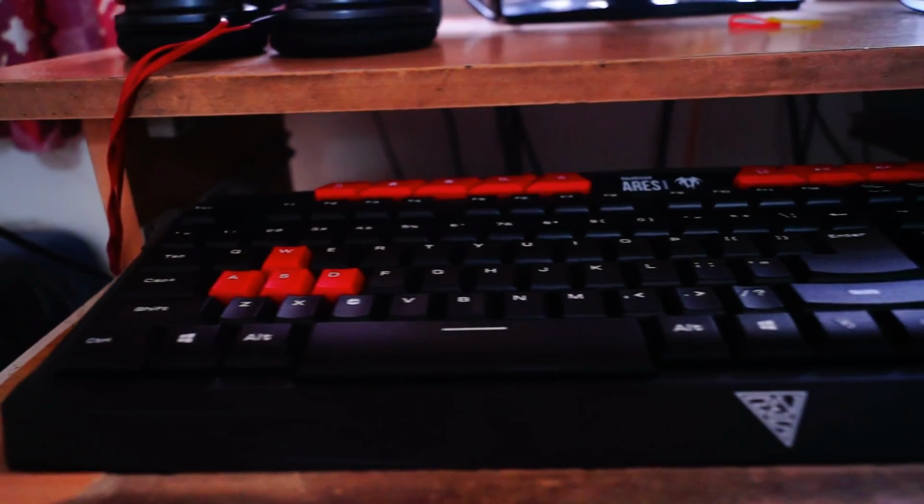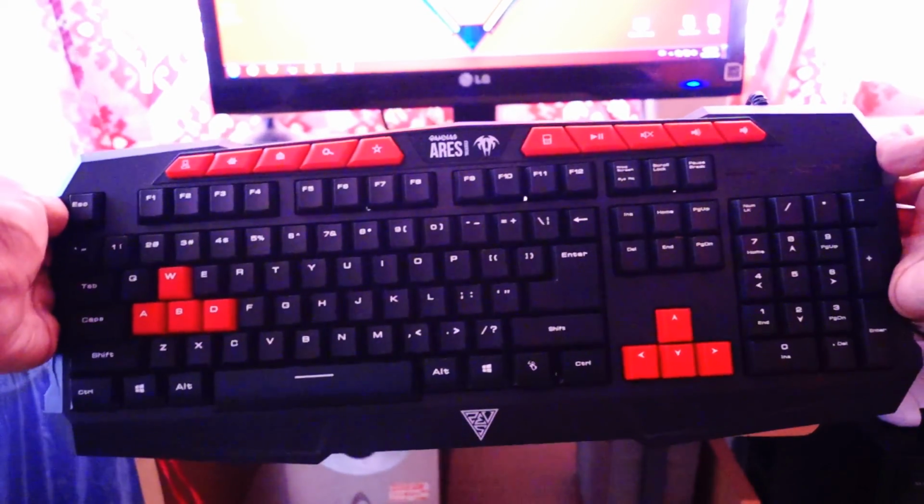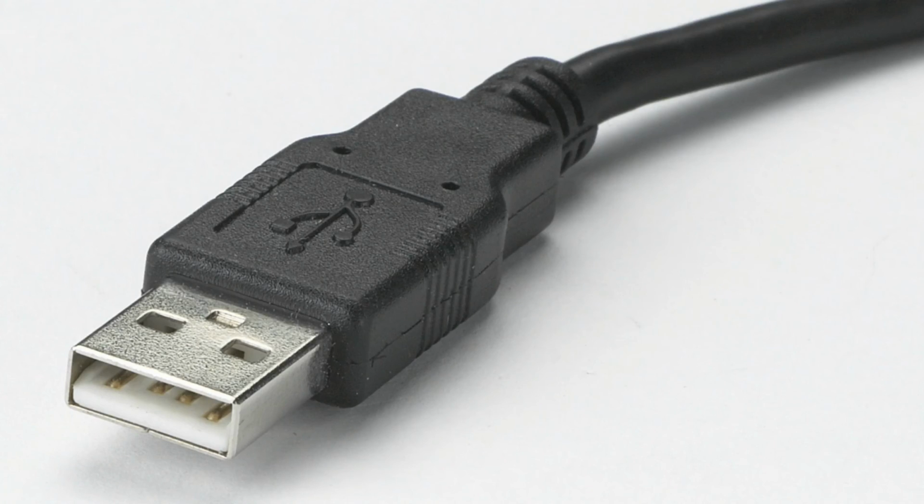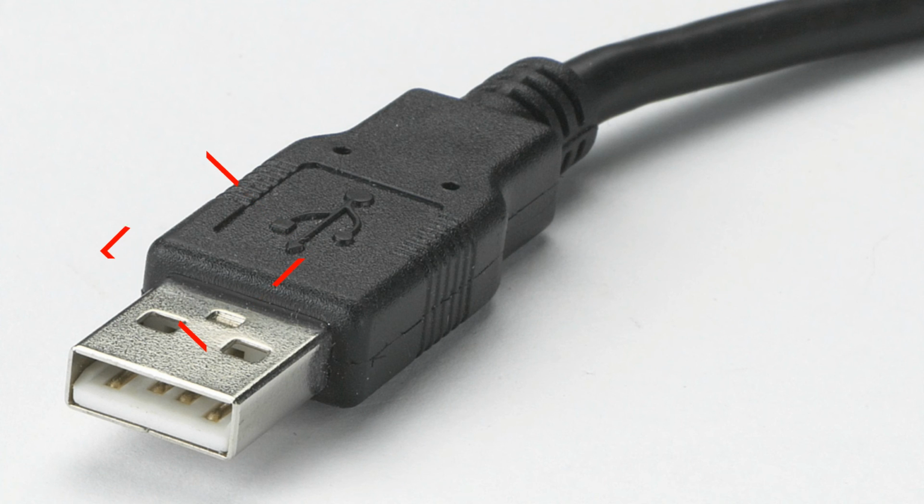The WASD keys, arrow keys, and all the 10 extra multimedia keys come coated in red, in contrast to its otherwise black color throughout. The keyboard weighs about 791 grams and feels really sturdy when placed in the hand, and uses a USB interface over the PS2 one, and comes with a 1.5 meter unbraided cable, which is not that bad, especially when considering the cost of this keyboard.